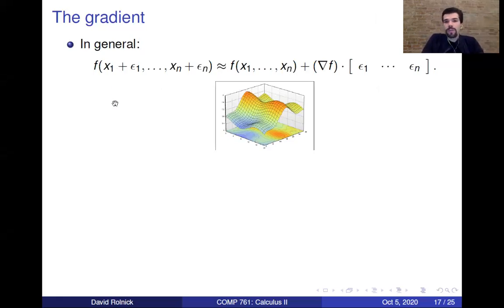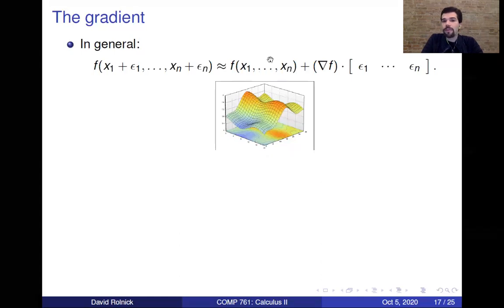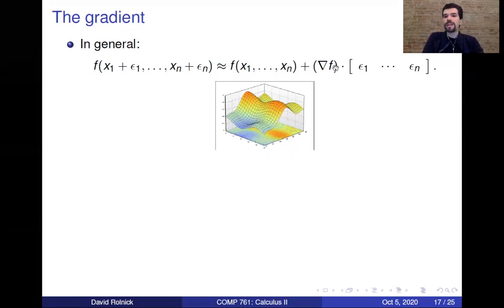So in general, the way to approximate f of x1 plus epsilon 1, through xn plus epsilon n, is by taking f of all the x's plus the gradient dotted with all of these epsilons.